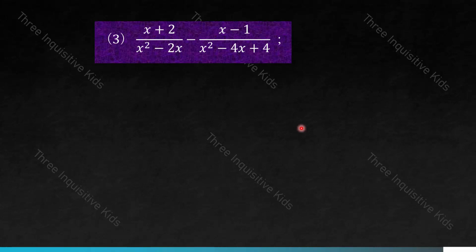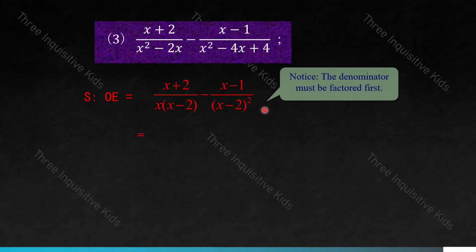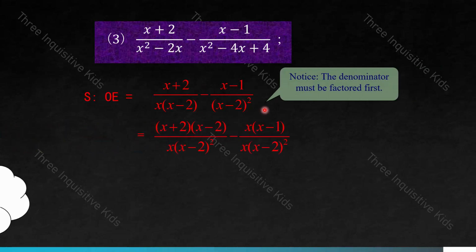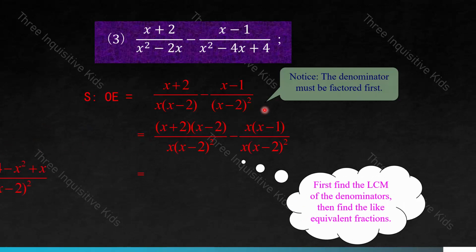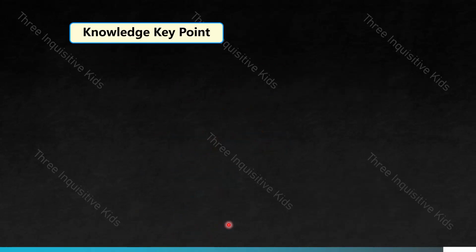You'll notice that in this problem, we are handling polynomials, which means that we need to factor them first. In order to factorize, we can remove common factors and we can use the perfect square formula. And then after we get common denominators, we can subtract and then we'll have x minus 4 over x times x minus 2 squared.